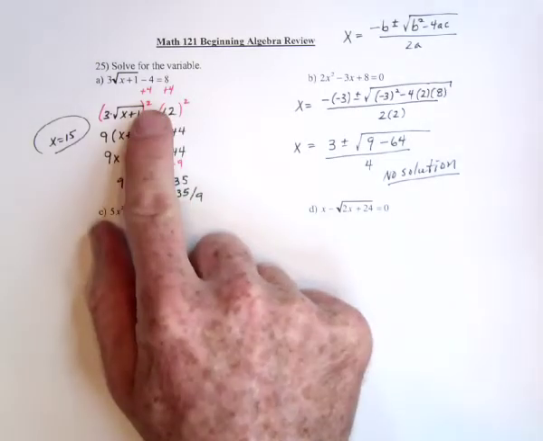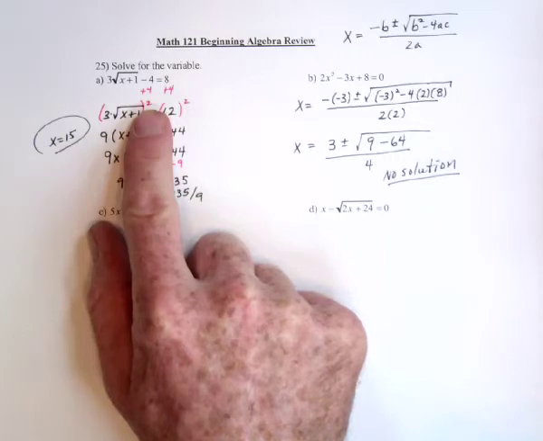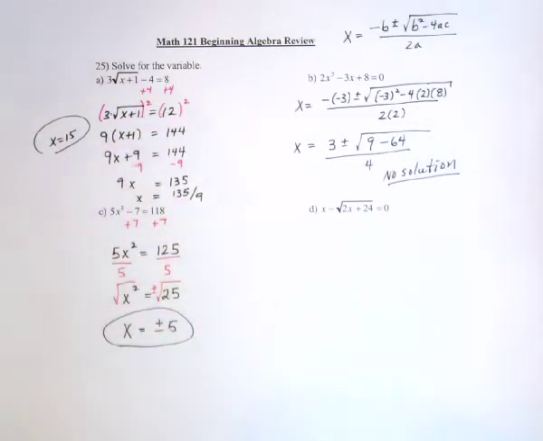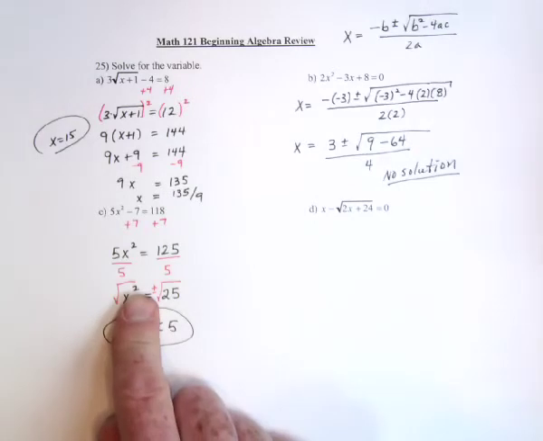Over here, when I said when you square both sides, you always have to check your answer because it can give you extra answers that are not really solutions. Well, over here, when you square root both sides, you don't have to worry about that. It's not going to give you extra answers.